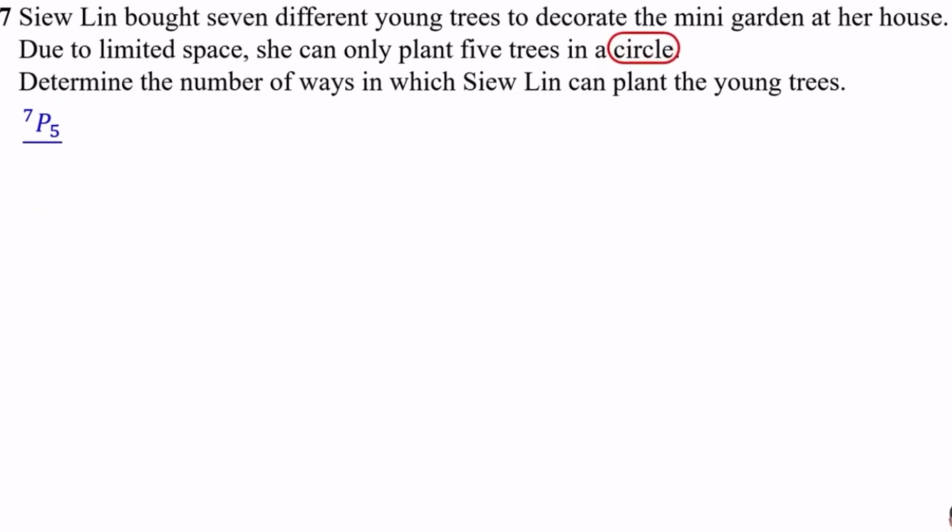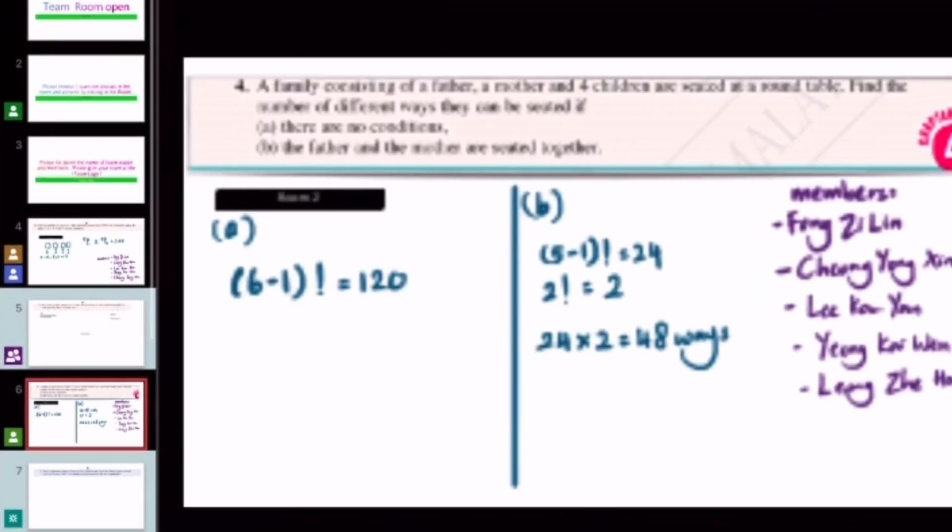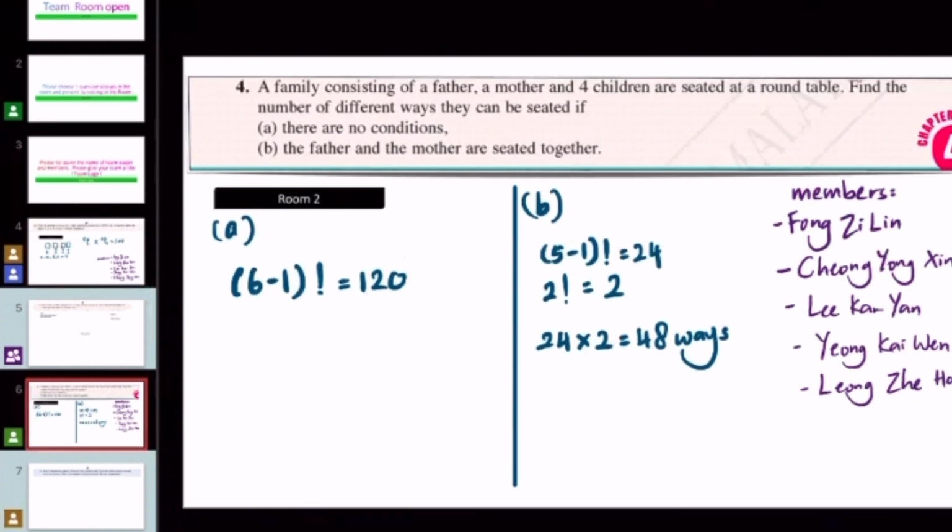So the number of ways is 7P5. And don't forget it's a circle, so we have to divide by 5. So 7P5 divided by 5. Okay, so the answer is 504. Alright, so for a circle, we need to divide by how many places are in the circle. So please bear in mind it is 7P5 divided by 5 and not 7P5 divided by 5 factorial. There's no factorial. So the number of ways is 504 ways.